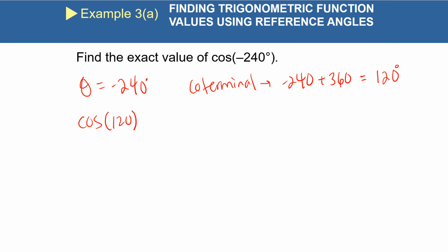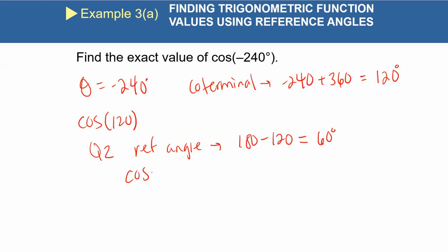Okay, in order to find the cosine of 120, I'm going to find its reference angle, but I got to determine what quadrant does 120 lie in? Quadrant 2. In order to find the reference angle in quadrant 2, what do I do? Minus it from 180. Good job. So we have 180 minus 120 equals 60 degrees. So I'm looking for a cosine of 60, which means I'm doing a 30, 60, 90 again, right?